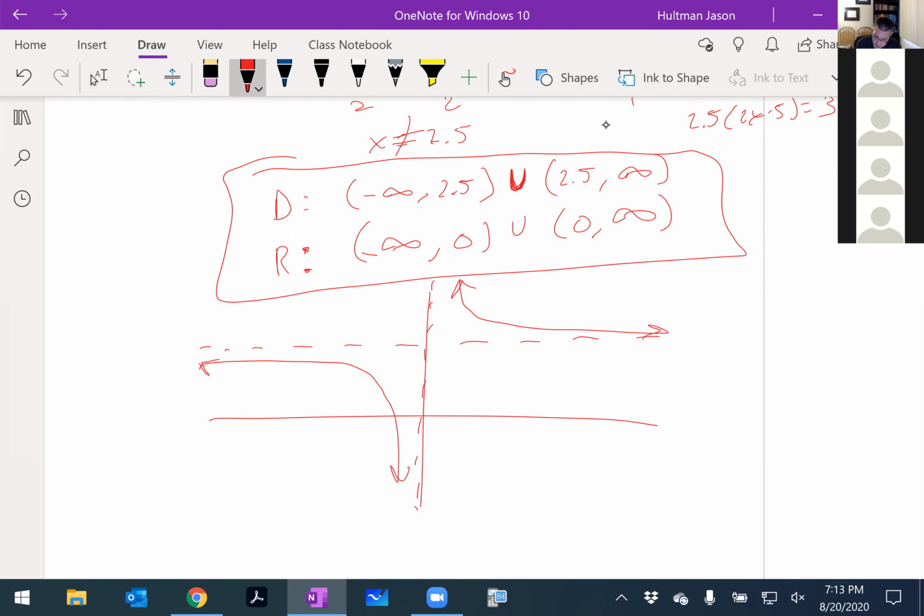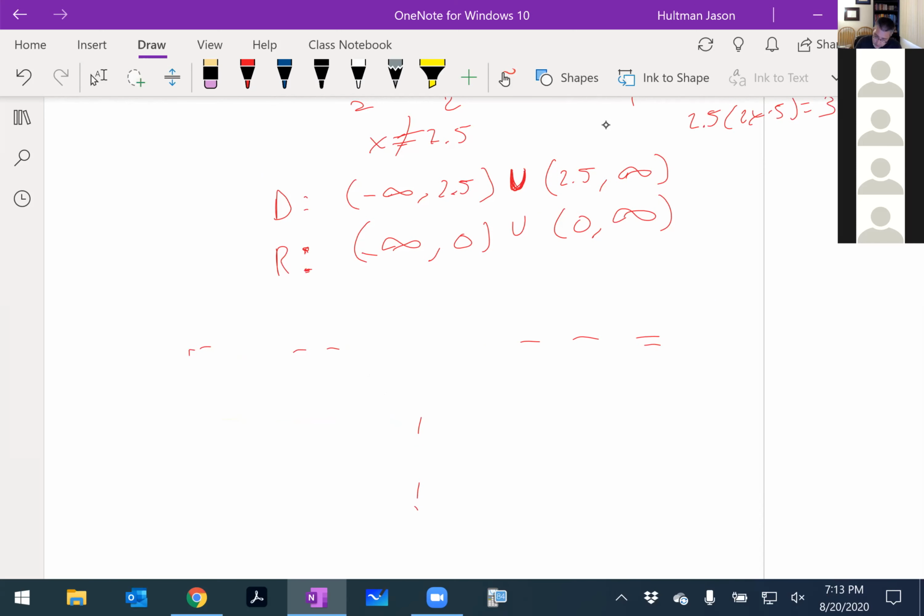What do you think? Where do you think this horizontal line is at? Sorry, did I graph that wrong? Let's try it over again. It's the domain that's at 2.5, not the range. Sorry.